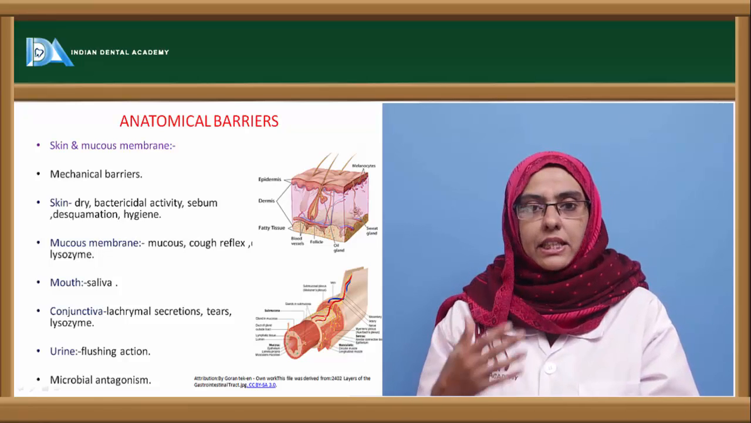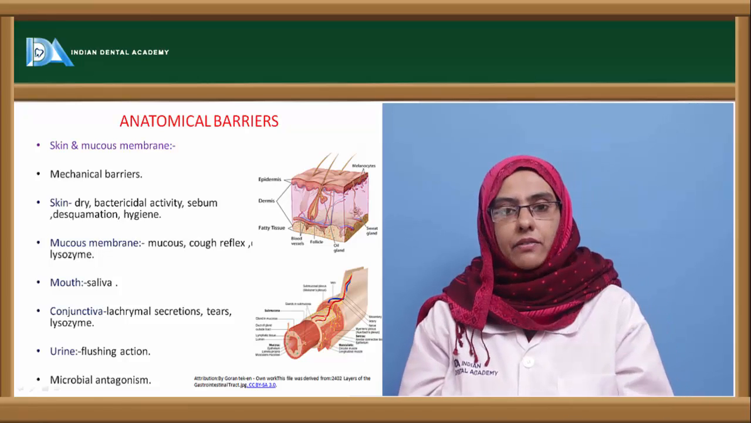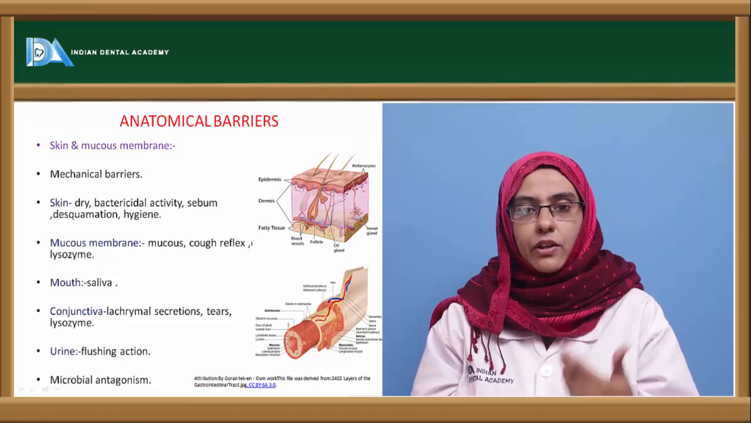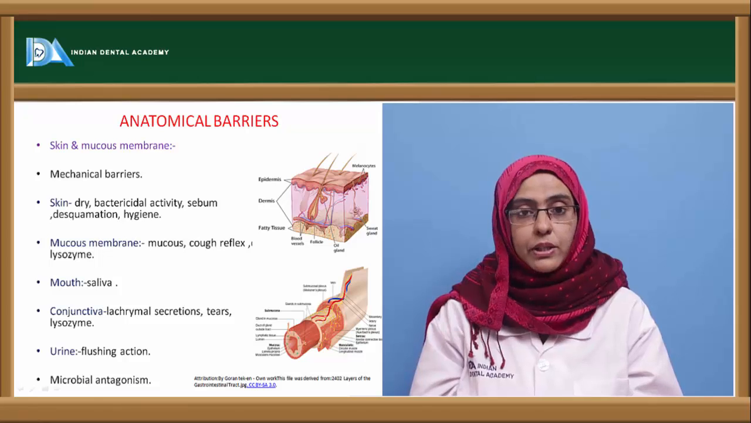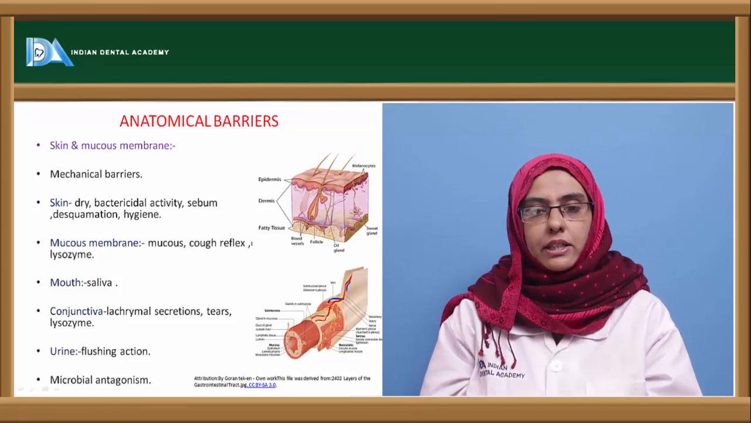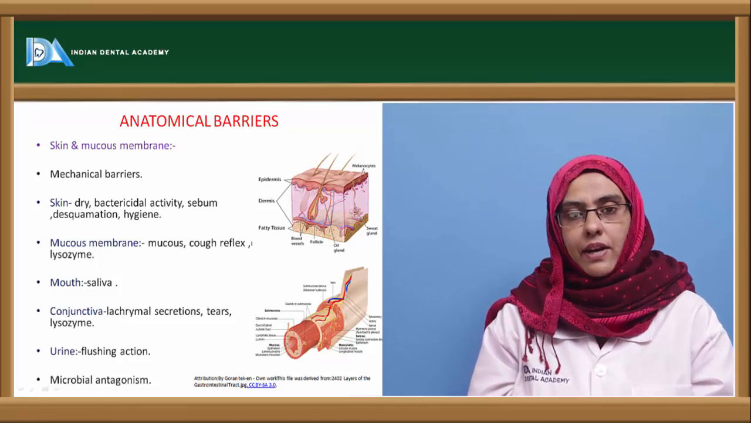Apart from that, sneezing and coughing also play a protective role to eliminate the organisms. And then we have the conjunctiva, the lining of the eyes, that prevents the entry of the organism due to lacrimal secretion. Apart from that, tears are also produced. These tears contain an enzyme, lysozyme, that will kill the organism and not allow its entry. The next factor is the urine.